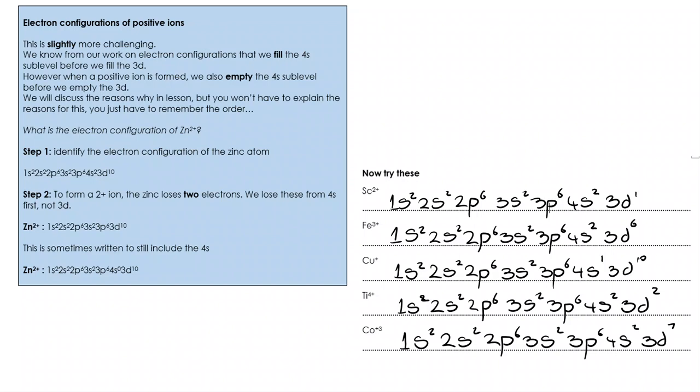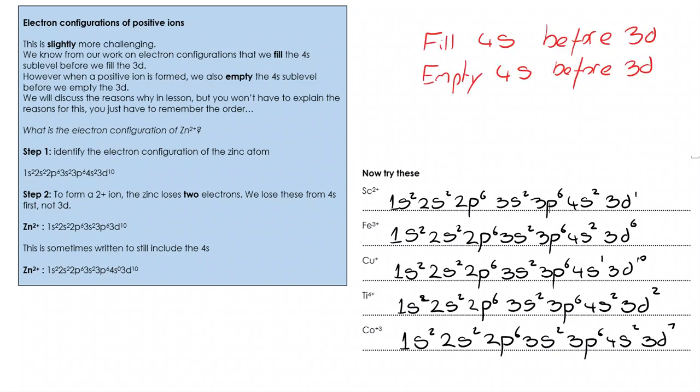But how do we amend them? Well, the big thing that I want you to remember is that you fill 4s before you fill 3d, but you empty 4s before you empty 3d as well. Now, what that means is for scandium, we're losing 2 electrons, we lose the 4s2, so it becomes 4s0. For the iron, we're going to lose the 4s2, and we lose one of the 3ds to go down to 3d5. In copper, we're going to lose the 4s1.